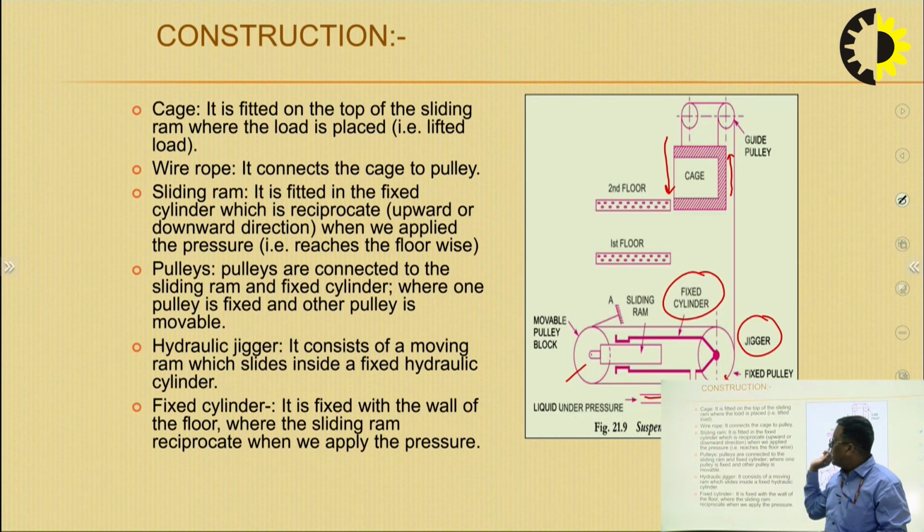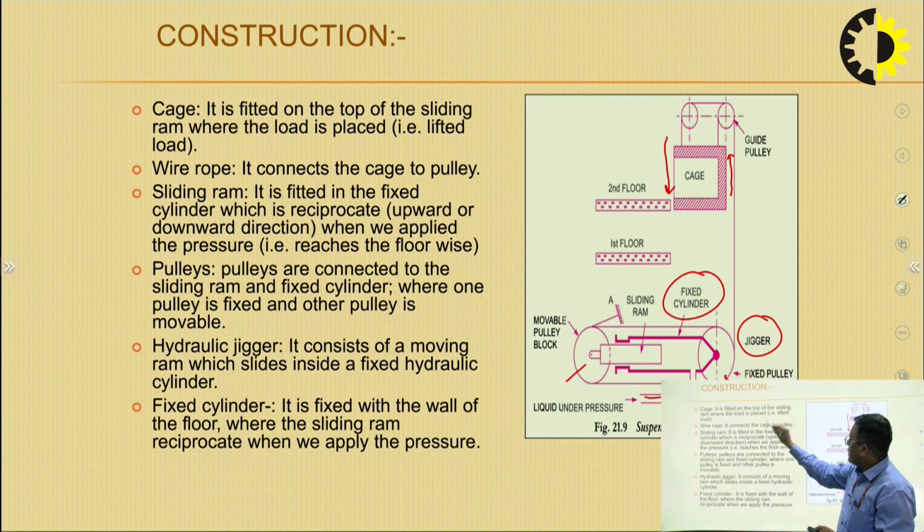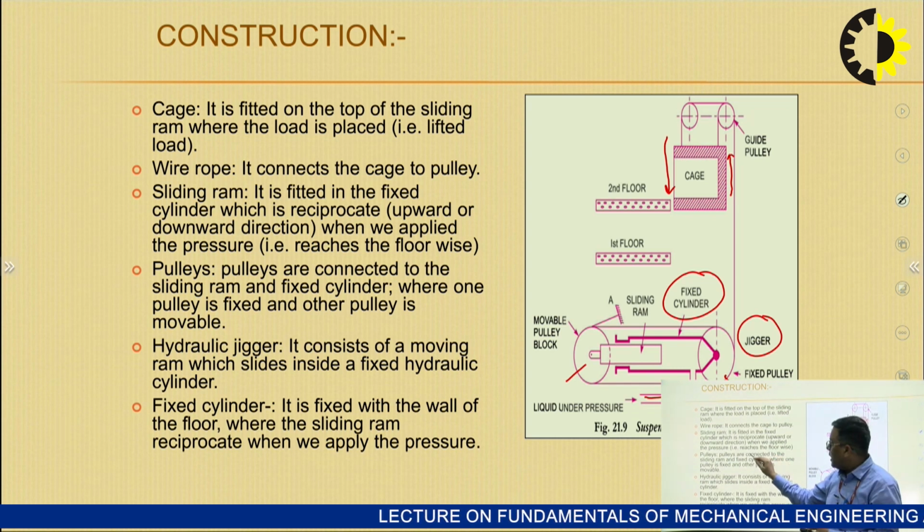What are the basic components? The essential basic components are the cage. The purpose is clear. What is the cage? The platform or the floor which is used for the purpose of shifting the goods and passengers. Wire and rope arrangement, that's why it is named as the suspended lift. Sliding ram, which is fitted in the fixed cylinder and attached with the movable pulley, which is reciprocating in the fixed cylinder. Pulleys, obviously if wire or rope arrangement is there, then pulleys will be there along with that.